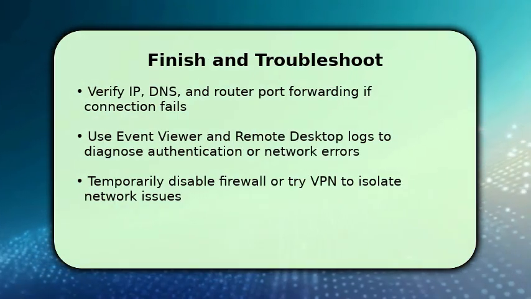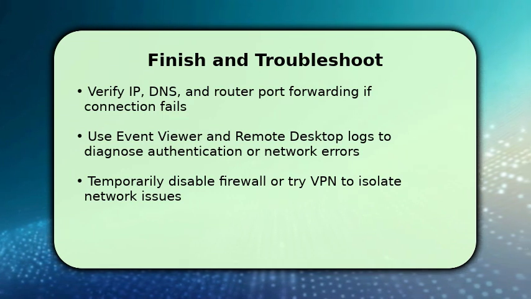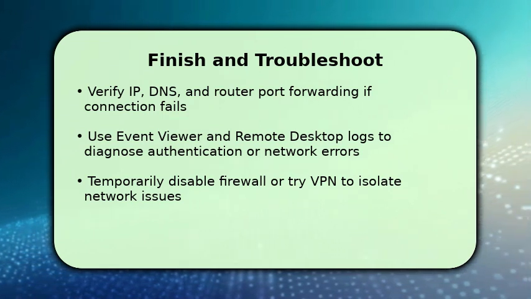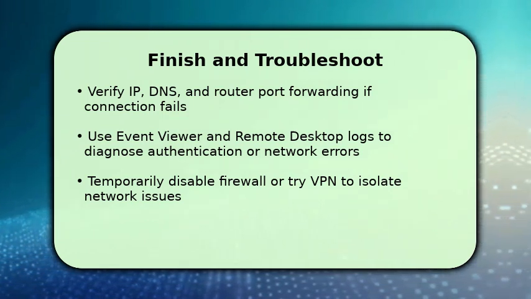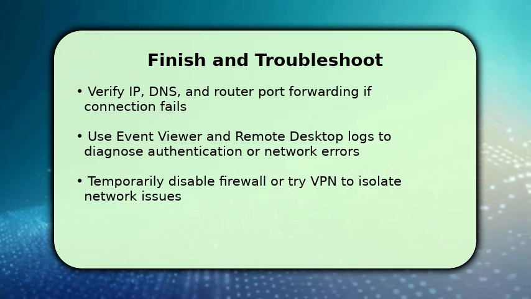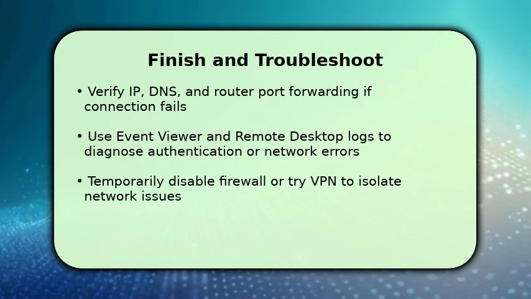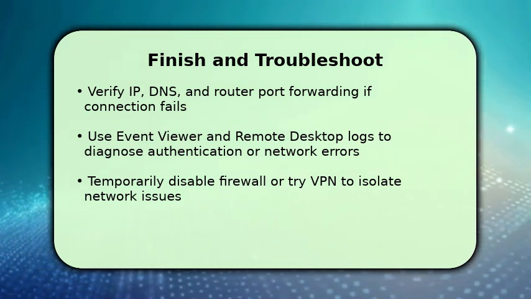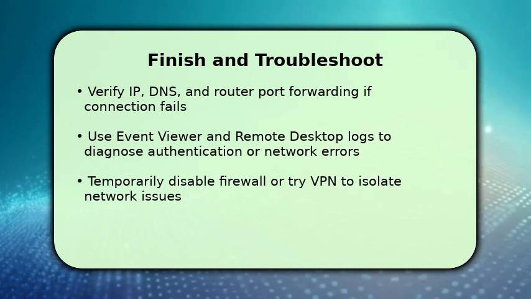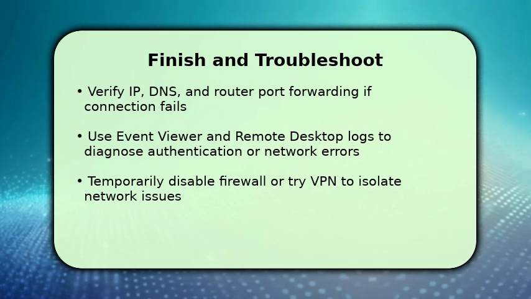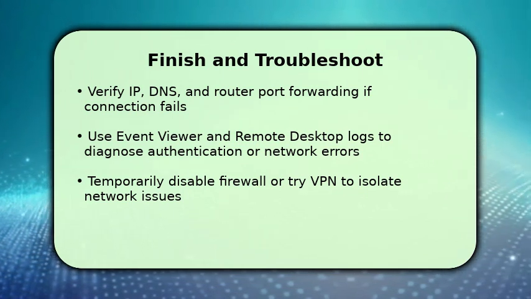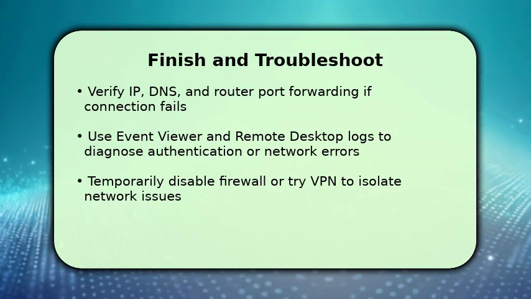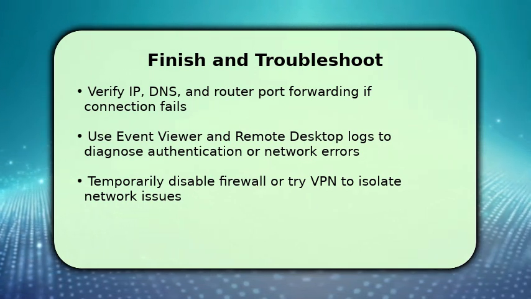If you can't connect, first verify the target IP/hostname and that port 3389 forwards to the correct internal address. Make sure dynamic DNS is current. Next, check Event Viewer and Remote Desktop logs for auth or network errors. If still blocked, temporarily disable the firewall on the remote machine or use a VPN to determine whether the issue is a network firewall.